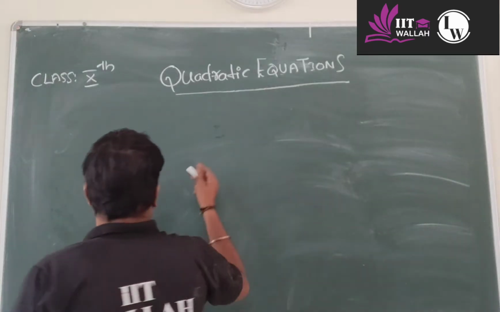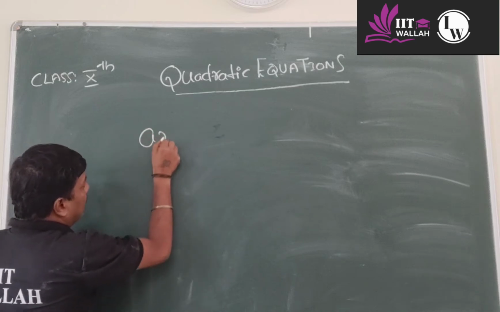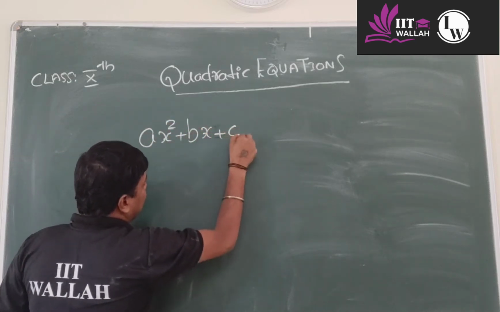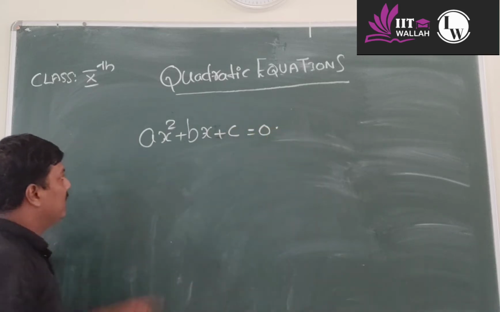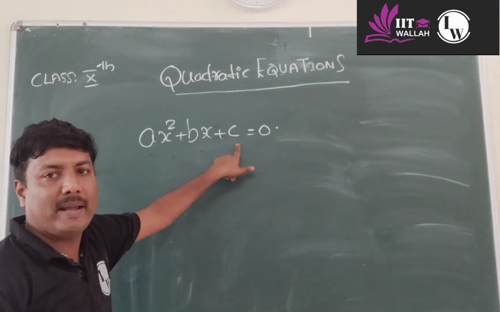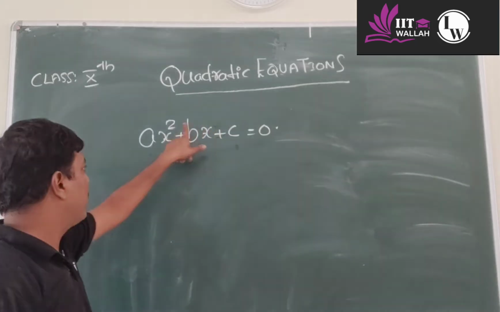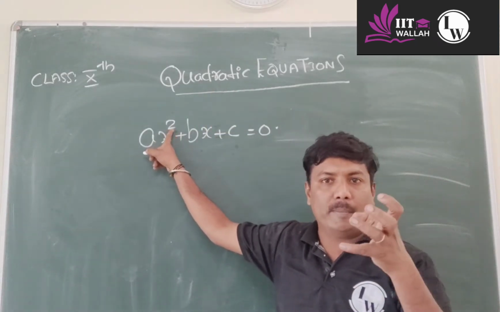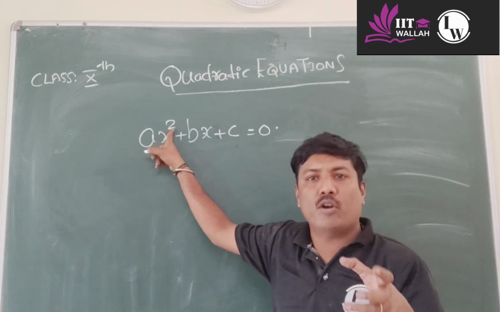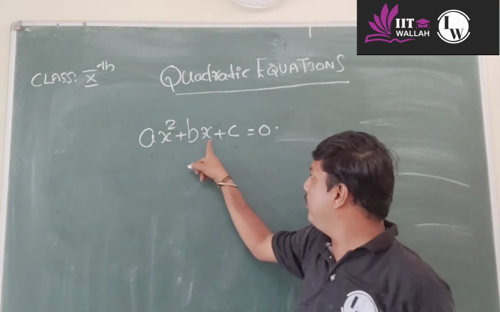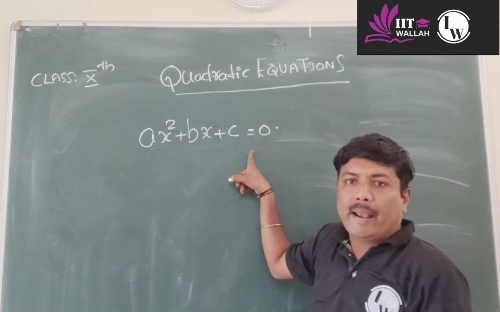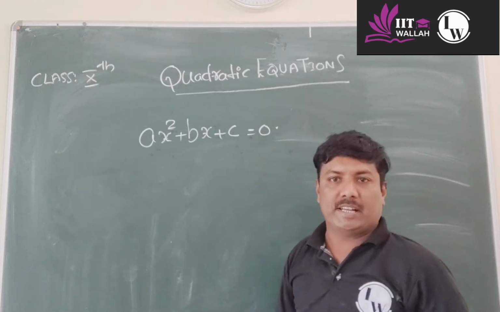That means ax square plus bx plus c is equal to 0. See, this is a quadratic polynomial. You already know that because the degree is 2. If the degree of a polynomial is 2, we will call that a quadratic polynomial, right? And if you equate that with 0, this quadratic polynomial will become a quadratic equation.